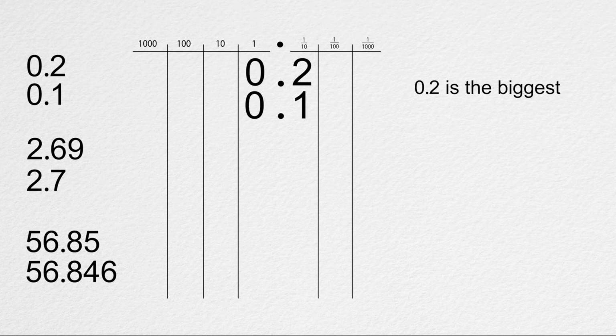Let's look at 2.69 and 2.7. We line them up using the base 10 grid, reading from left to right. Starting with the units, we can see that both numbers have 2 units.